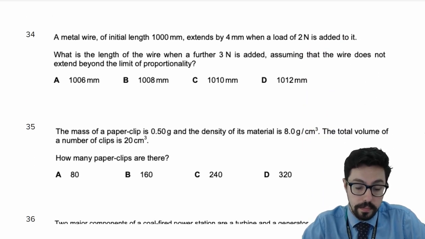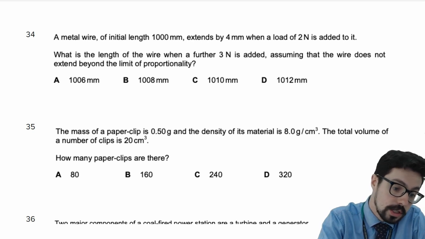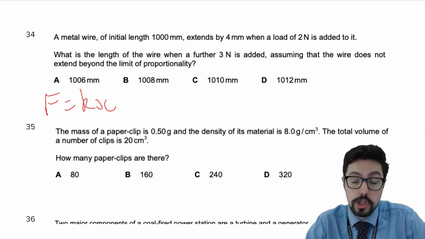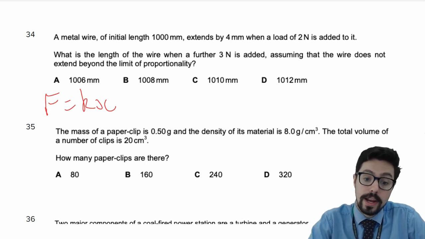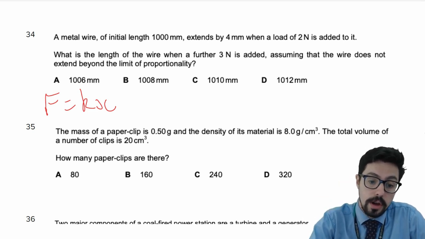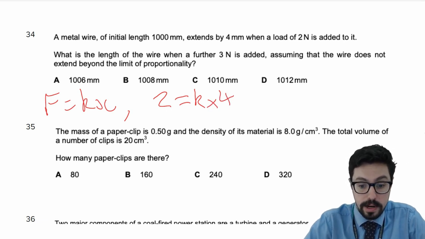Okay, question number 34. So on question 34, we're looking at Hooke's law. And Hooke's law is the force F is proportional to the extension, or F equals KX. So they've given us an example that when a force of 2 newtons is added, we get an extension of 4 millimeters. Then they've told us we have a length of wire. When there's a further force added, what will the new extension be? Okay, so we can put in our numbers at the start, which is 2 newtons produces an extension of 4 millimeters. I'm just going to leave it in millimeters to keep it nice and simple here.